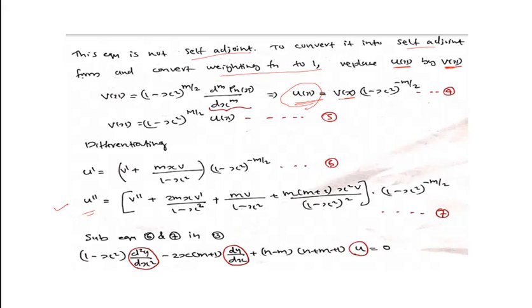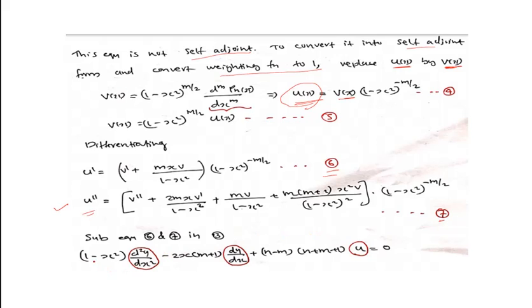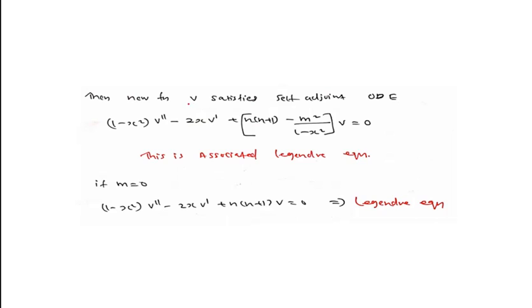Now if you substitute equation 6 and 7 in equation 3. So equation 3 means the equation we wrote last earlier, 1 minus x square d square u by dx square, substitute into this equation. And if you do that substitution then you will get 1 minus x square d square u by dx square minus 2x into m plus 1 du by dx plus n minus m into n plus m plus 1 into u is equal to 0. Okay, then the new function v satisfies the self-adjoint ODE 1 minus x square v double prime minus 2x v prime plus n into n plus 1 minus m square by 1 minus x square v is equal to 0, and this is our associated Legendre equation.